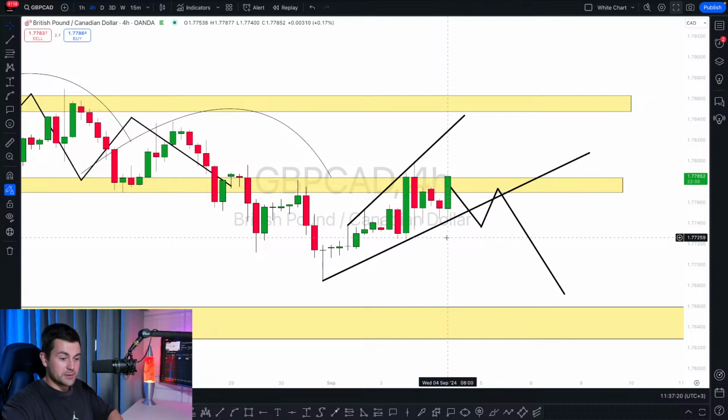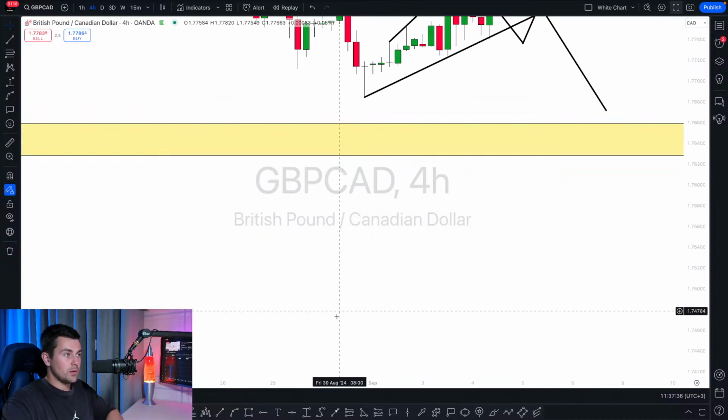Alex says, how do you consider a valid pullback? For example, in an uptrend, if there are 3 bearish candles closing lower than each other, is that good enough? So by a valid pullback, I simply look.